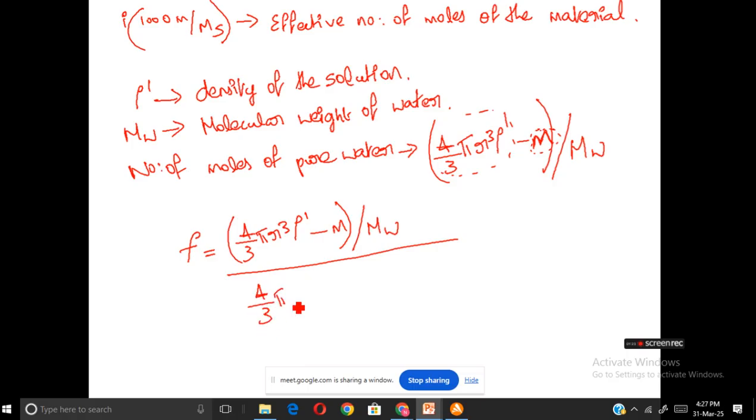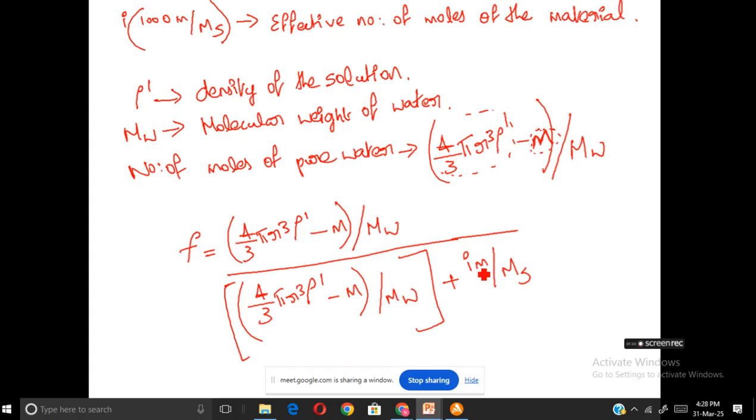This is the number of moles of pure water, 4 by 3 pi r cube rho dash minus m, divided by Mw, plus i m by Ms. m is the mass of the solute, Ms is the molecular weight, and i is the number of ions, that is, in soluble or ion form. The number of soluble particles in the solution is given by i into m by Ms.